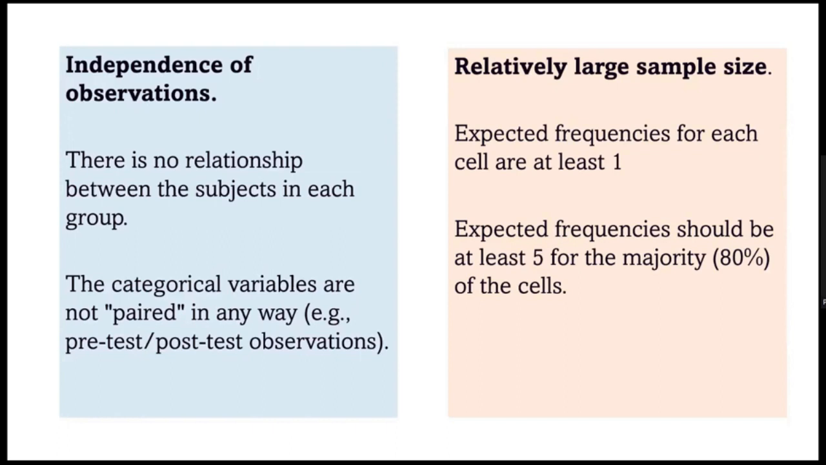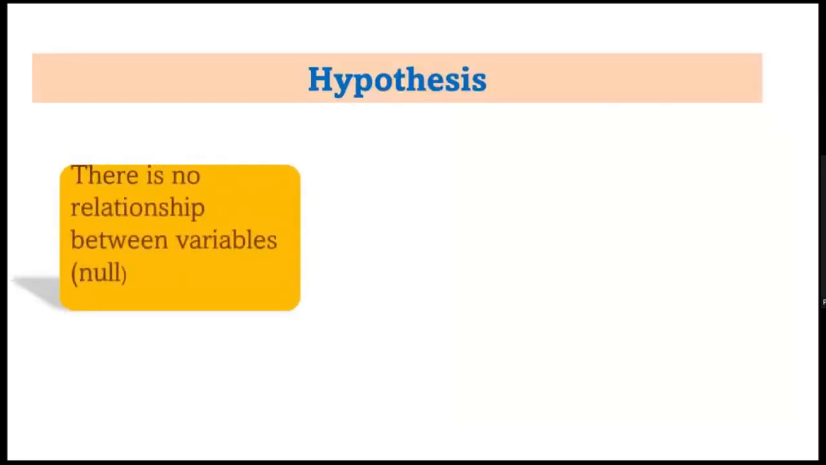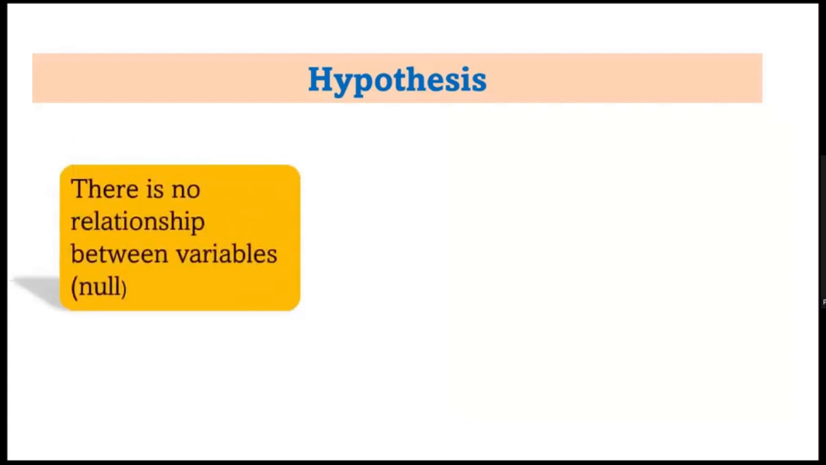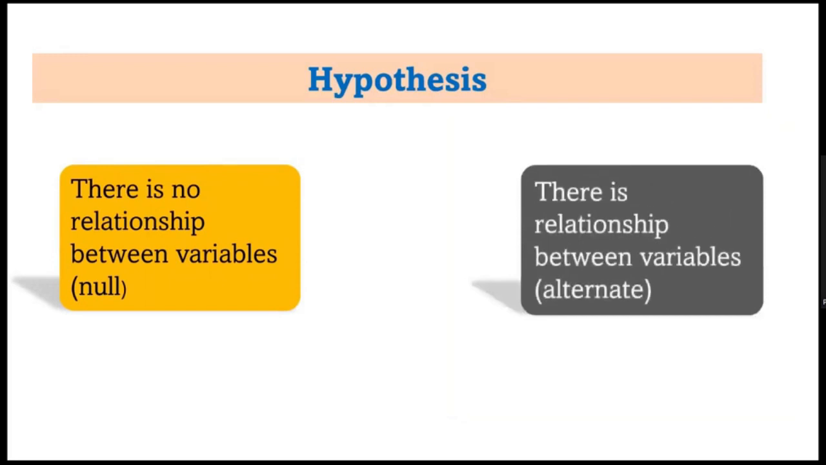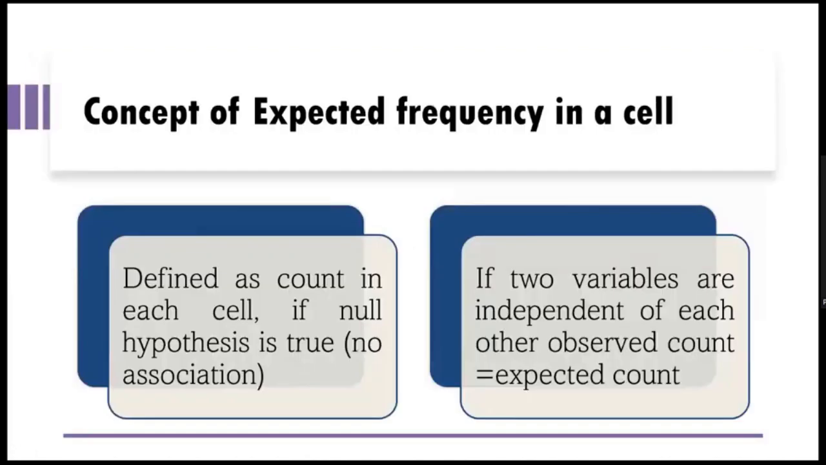If not, then you can club the categories, which we will see. If a 4 by 4 table is showing very small numbers, you can club the categories and make a 2 by 2 table, because this is one of the assumptions: the expected cell frequency should be at least 5 for the majority of the cells. Now, what is the null hypothesis? The null hypothesis states that there is no relationship between the variables, whereas the alternative hypothesis states that there is a relationship between the variables.